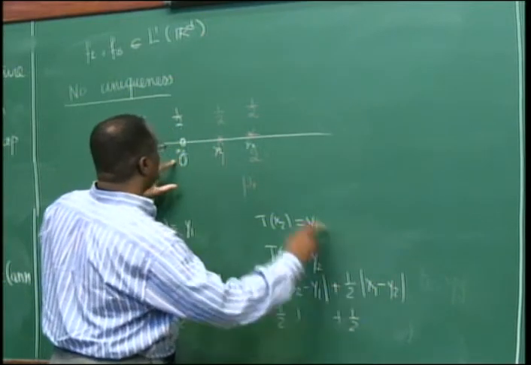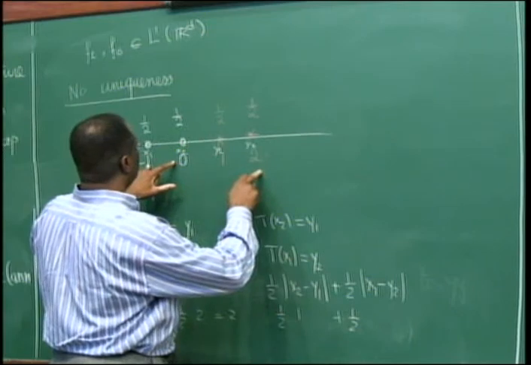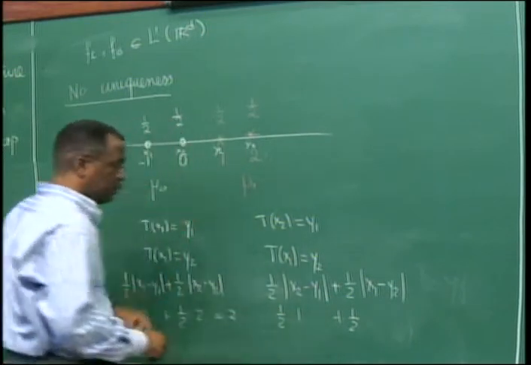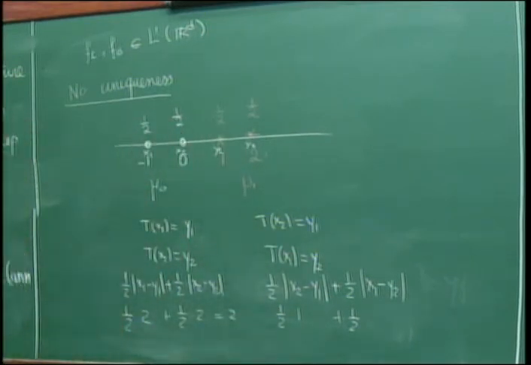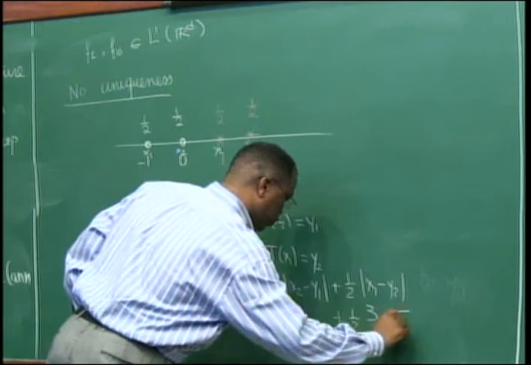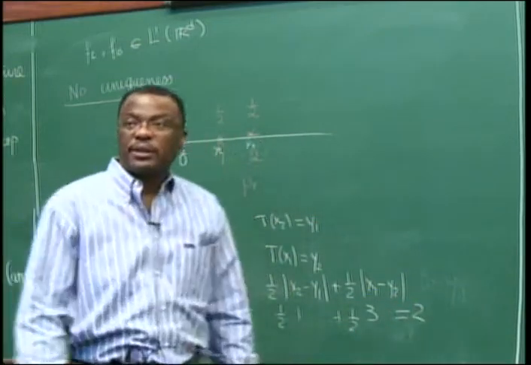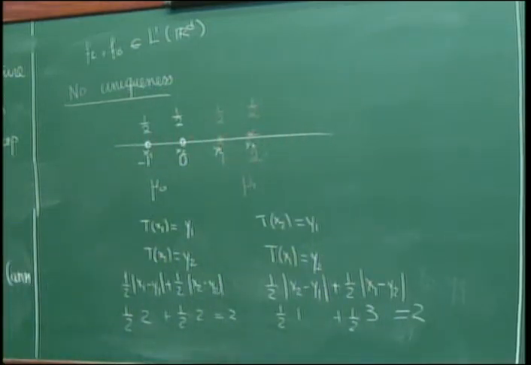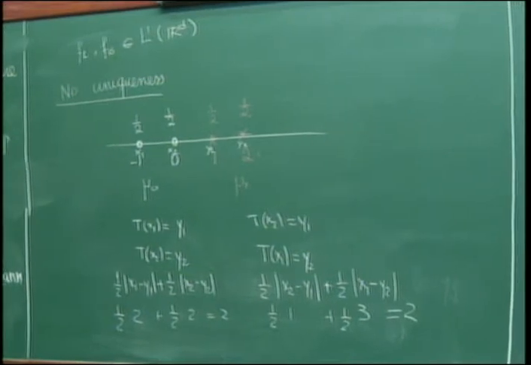S1 minus Y2 is 4. S1 minus Y2 is 1, 2, 3, is 3. And so the total is 2. And so every strategy here is optimal, and there is no uniqueness.